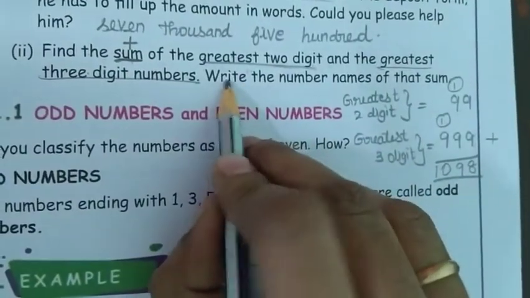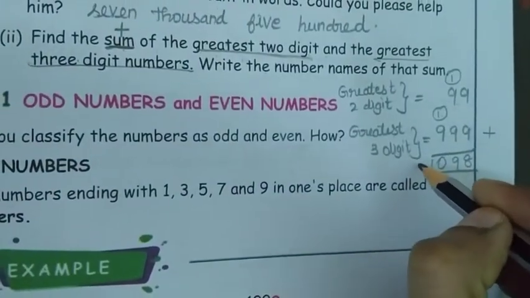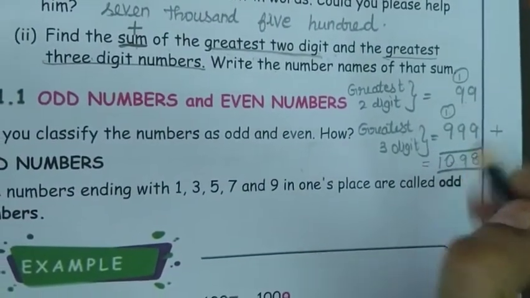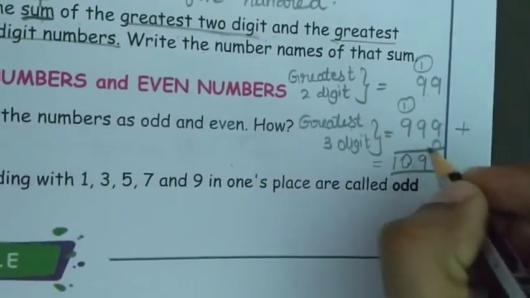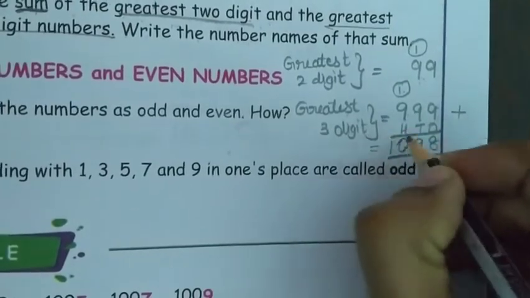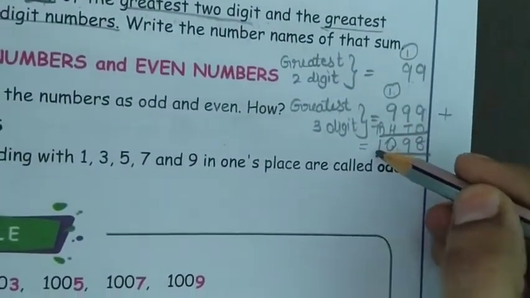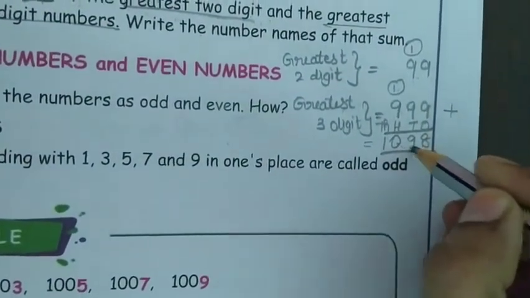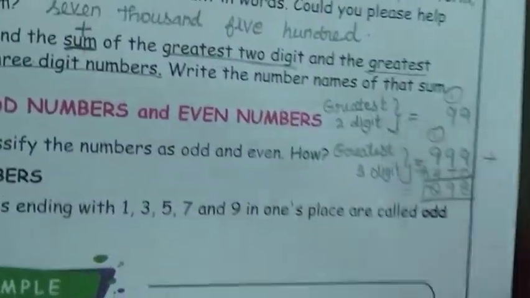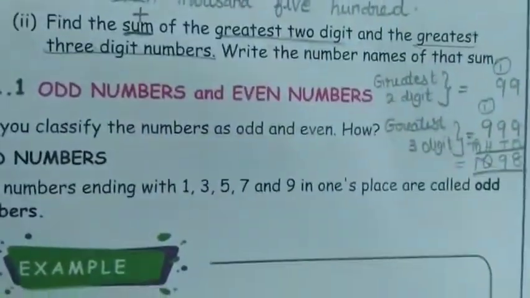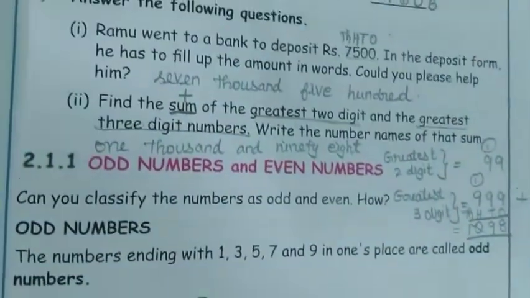Now, we want to write the number name of that sum. We want to write the number name for this number. So, put ones, tens, hundreds, thousands. Now, say the number name. 1098. Okay, now write the answer here. 1098. Is that clear?